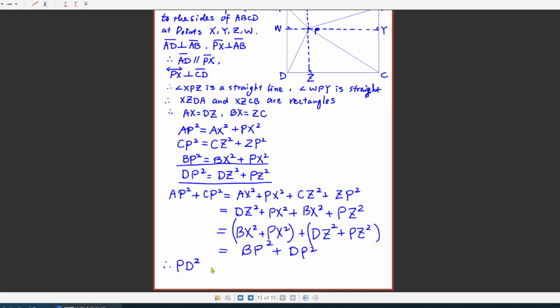PD squared equals PA squared plus PC squared minus PB squared, which is, well, we know PA is 2, so that's 2 squared. We know PC is 10, and we also know PB is 3, right? And eventually we have PD squared is 95. Therefore, we know PD is square root of 95.